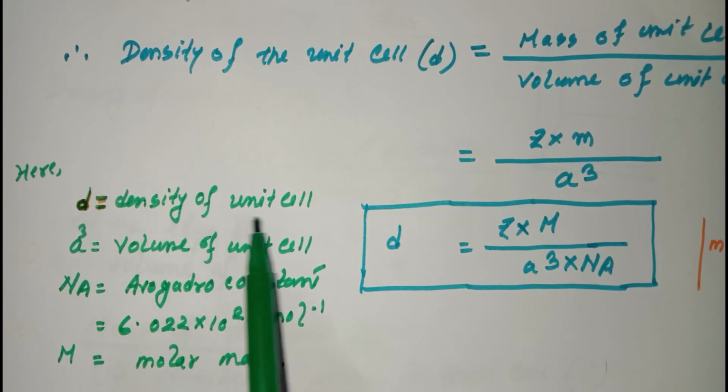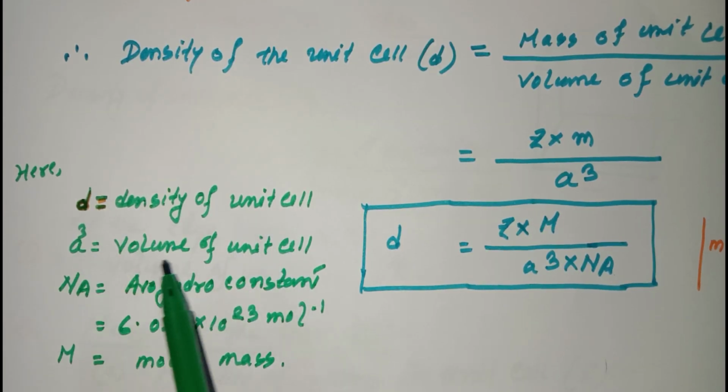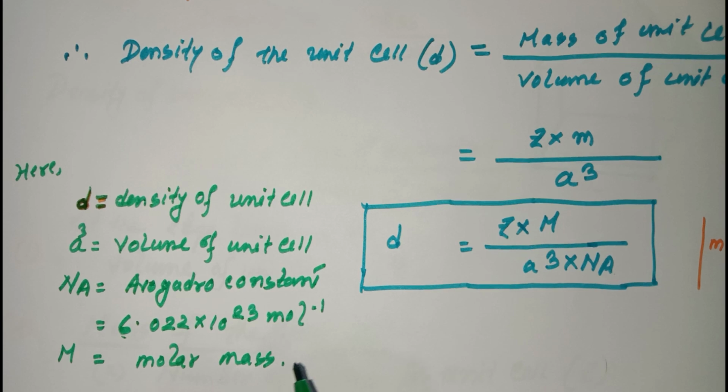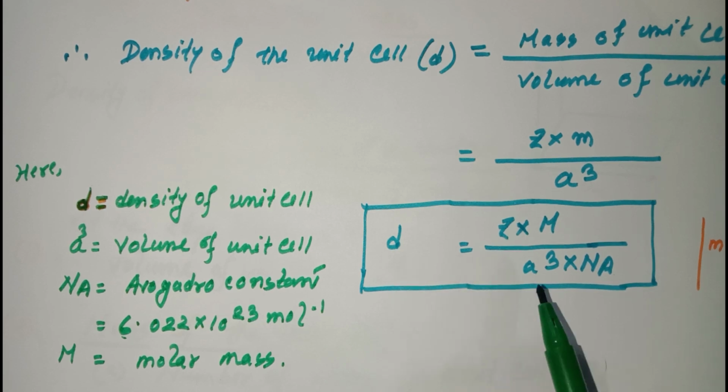Here d is the density of the unit cell, a cube is the volume of the unit cell, N A is the Avogadro constant, equal to 6.022 into 10 to the power 23 per mole, and M is the molar mass. So out of these 5 parameters, if any 4 are known, then we can determine the fifth value. So this is the formula for the density of a cubic unit cell.